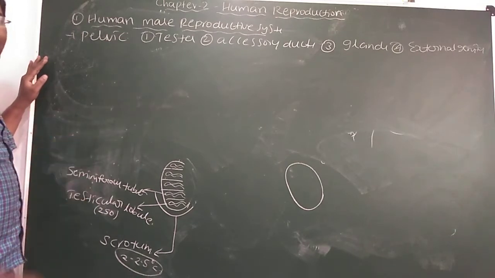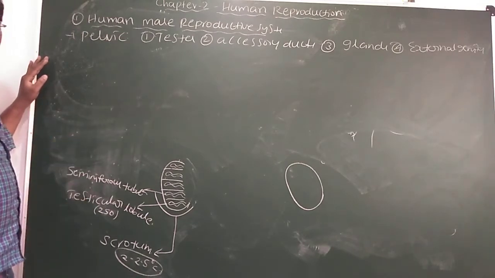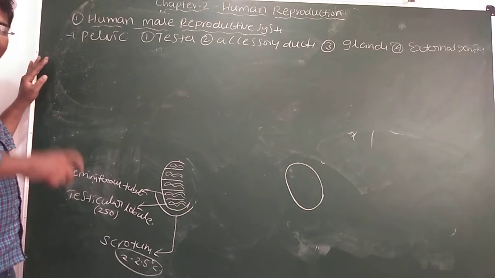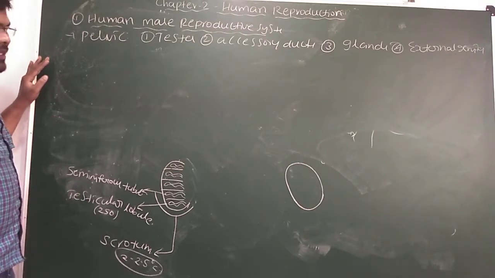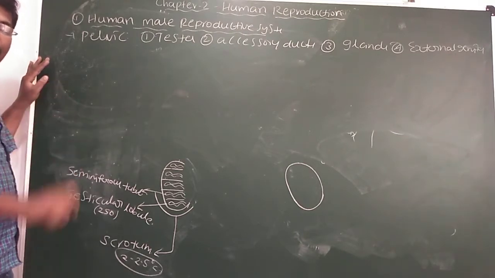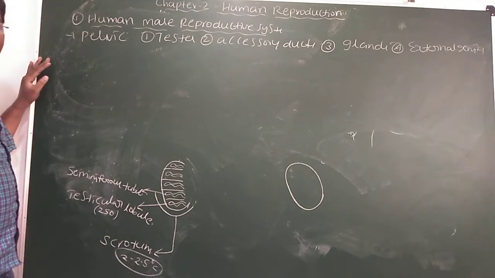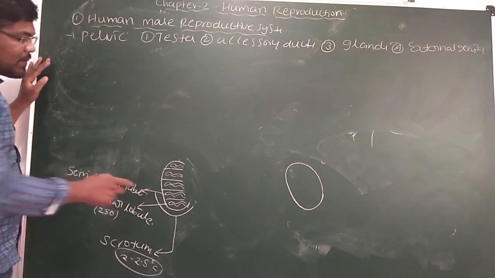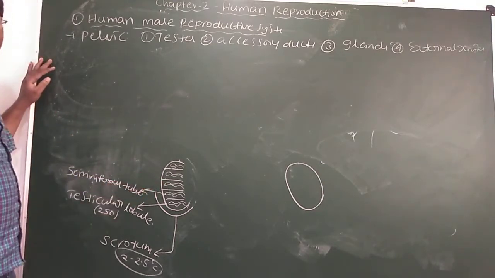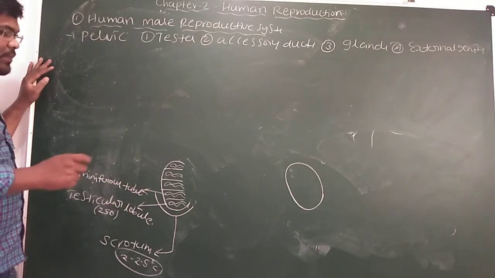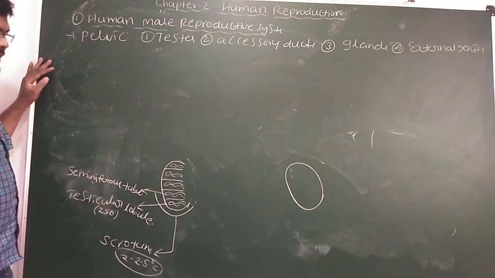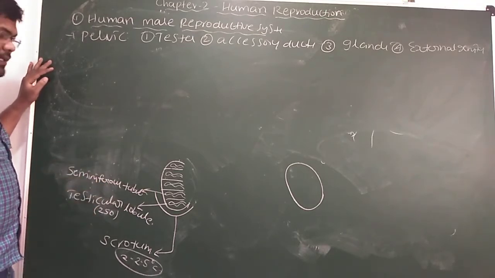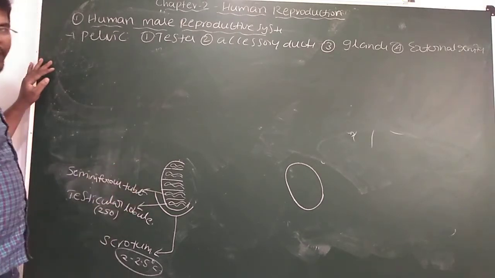Testis is the primary human male reproductive organ, the primary sex organ in males. What is the primary sex organ? The organ which produces the gamete is called the primary sex organ. In females, the ovary is the primary sex organ because it produces ovum. In males, the testis is the primary sex organ because it produces sperms. The sperms are actually produced inside the seminiferous tubules.